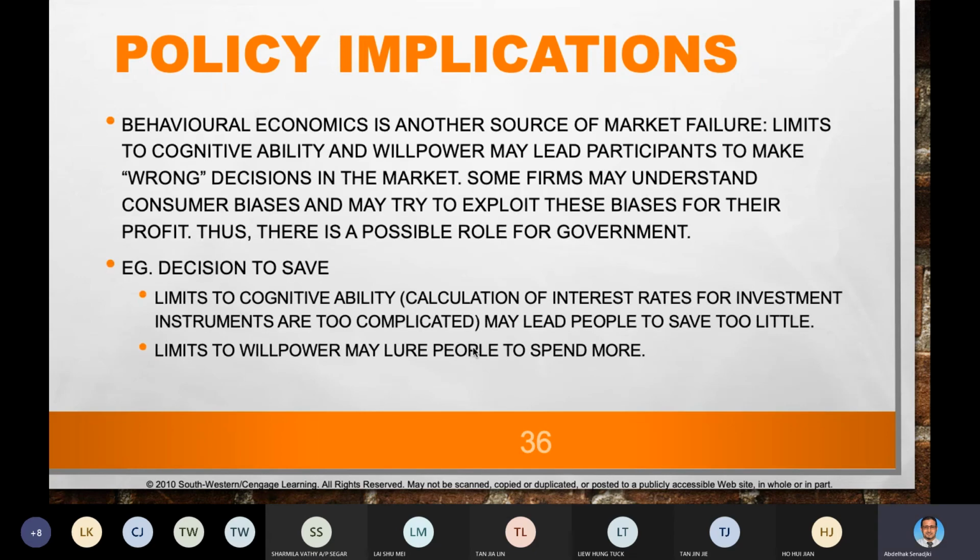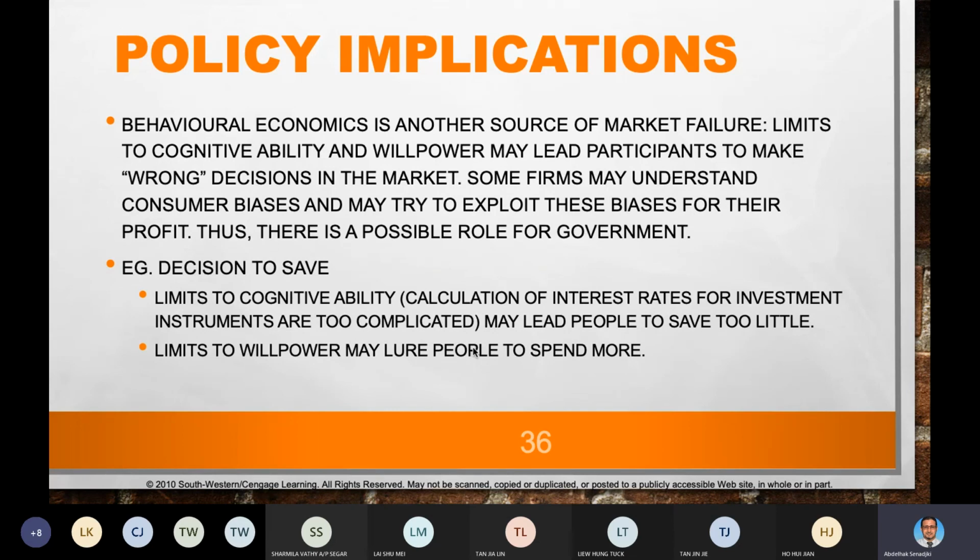So we come to the last policy implication. In behavioral economics, there is another source of market failure, because the limit to cognitive ability and willpower may lead participants to make wrong decisions in the market. Some firms may understand the consumer biases and may try to exploit these biases for their profit. Thus, there is a possible role for government.